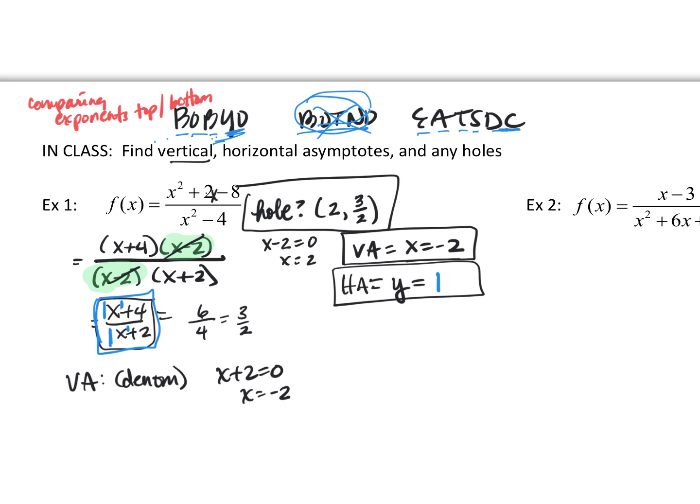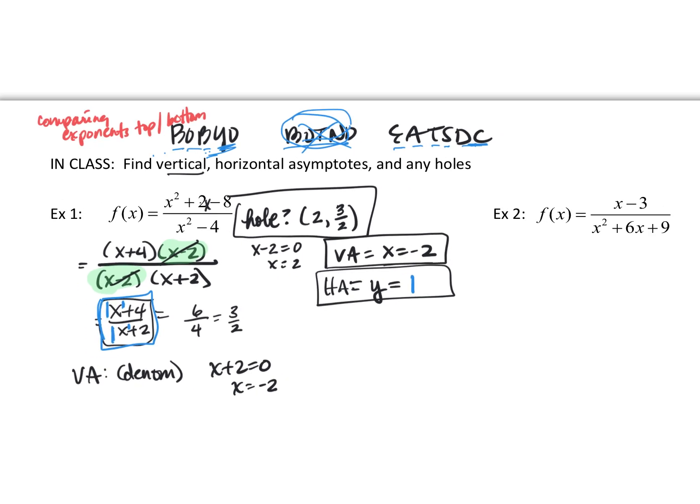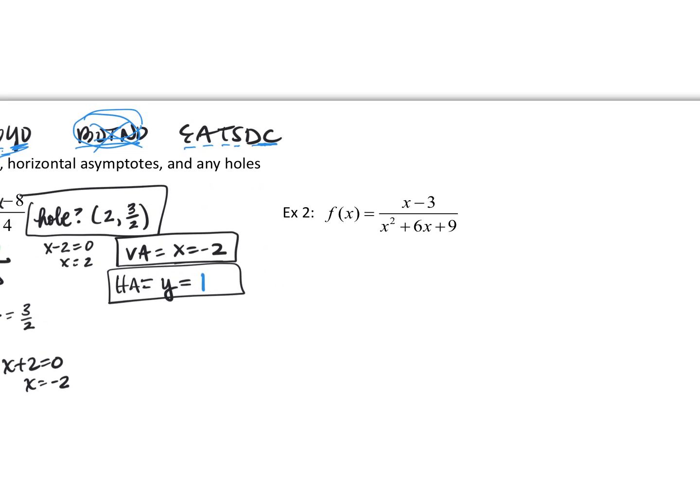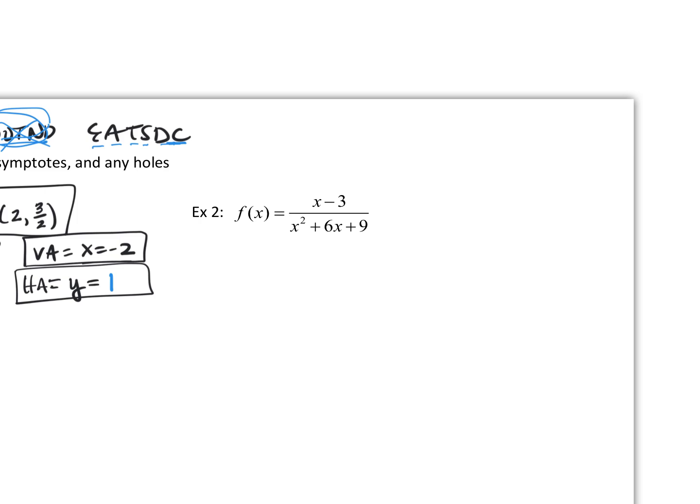I walked through a bunch of examples in the video, so hopefully you watched and listened to that. But I'm going to do one more example with you. First thing I want to do is check for holes. So I'm going to factor. The top doesn't really factor any further. How's the bottom going to factor on this one? Good. x plus 3 times x plus 3.